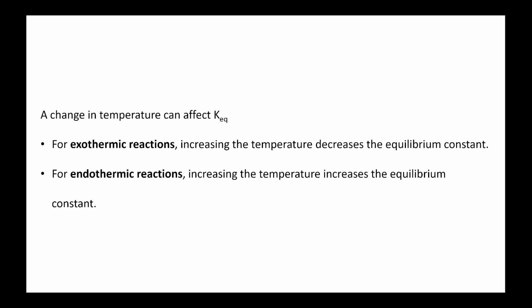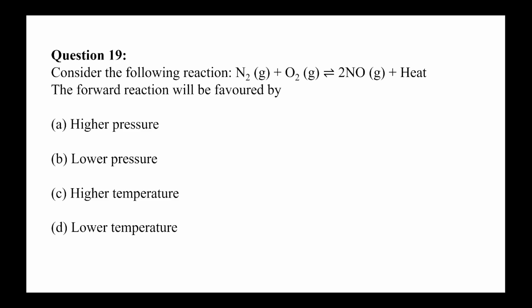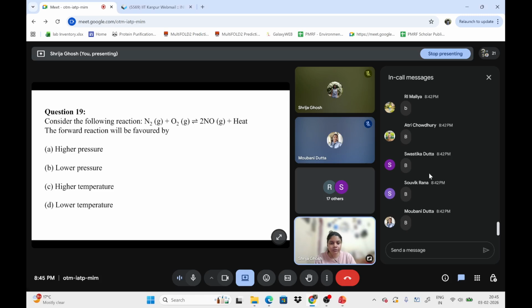I have told you equilibrium constant is dependent on temperature. So for an exothermic reaction, increasing the temperature decreases the equilibrium constant, and for an endothermic reaction, increasing the temperature increases the equilibrium constant. Okay, is this clear to everyone?